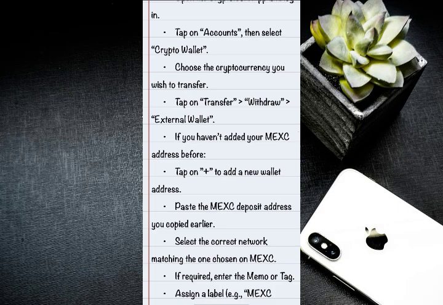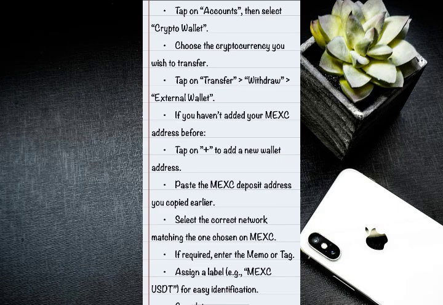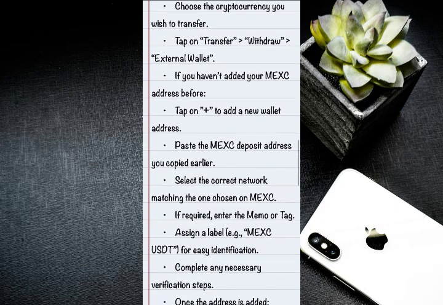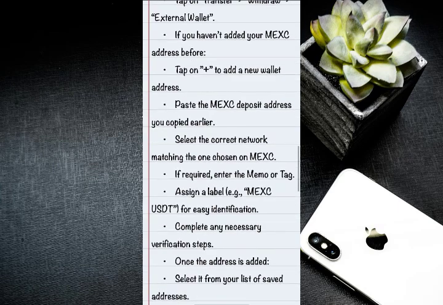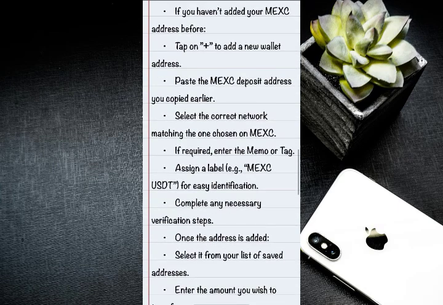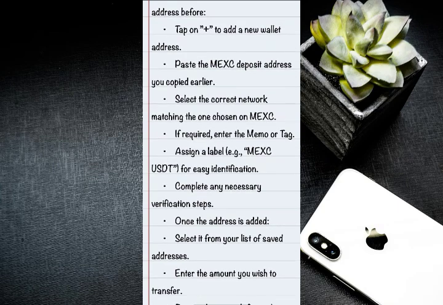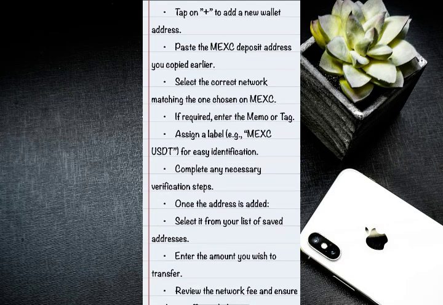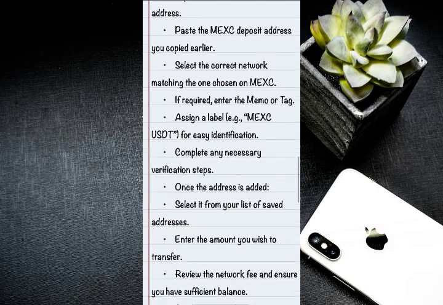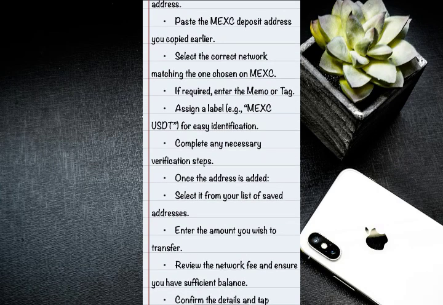If you haven't added your MEXC address before, tap on the plus icon to add a new wallet address, then paste the MEXC deposit address you copied earlier, then select the correct network matching the one chosen on the MEXC account. Then if required, enter the memo or tag, and assign a label, for example MEXC USDT, for easy identification. Then complete any necessary verification steps.